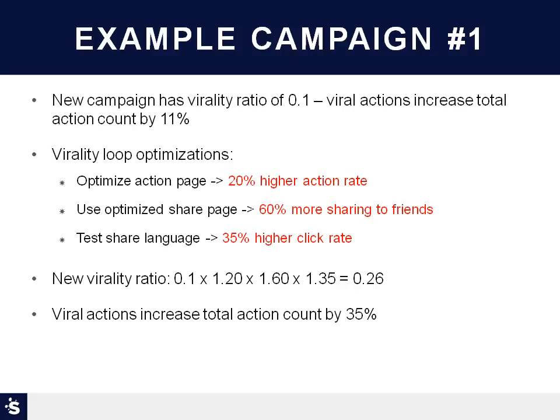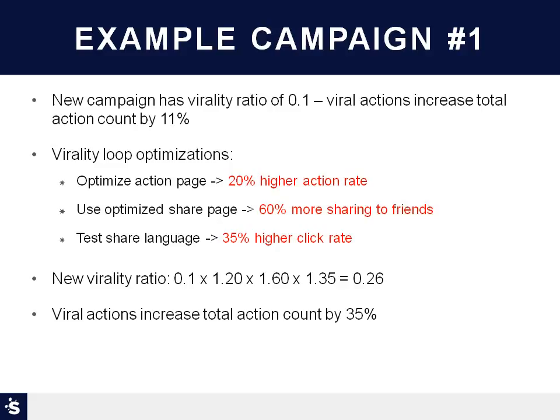So let's take a look at a simple example campaign here. Let's say that your organization is launching a petition. And this is a petition that people are somewhat interested in, they want to sign it and tell their friends about it. And so you start with a virality ratio of 0.1. So on average, for every person who signs, they're going to recruit 0.1 person, which means for every 10 people who sign, they're going to recruit 1 person. What happens at the end is that this will increase the total number of actions you get beyond your initial launch by 11%. So it's not a ton, but you're getting a boost there.